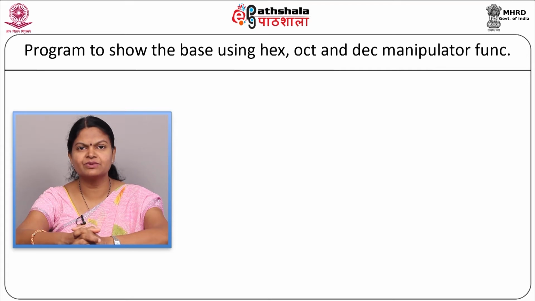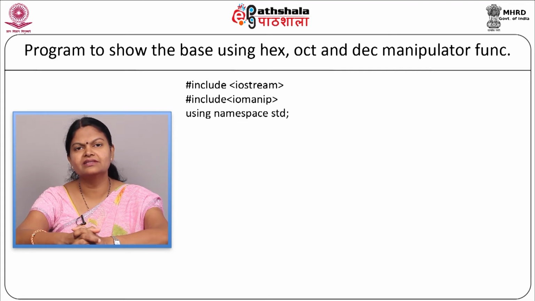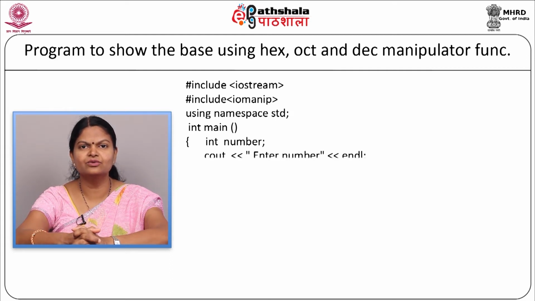We will start with our program: #include <iostream>, #include <iomanip>, using namespace std. Now we will start with our main function as int main. We will declare the variable here as int number. Now we will take a value of this number from the user. So first we will display the message as cout, enter the number. We will take a number from the user as cin >> number.